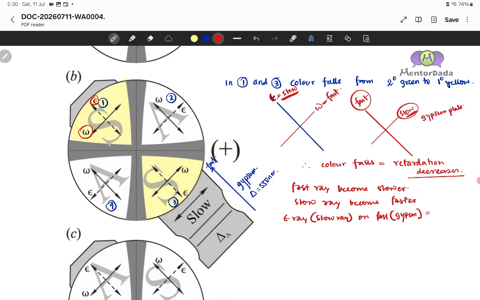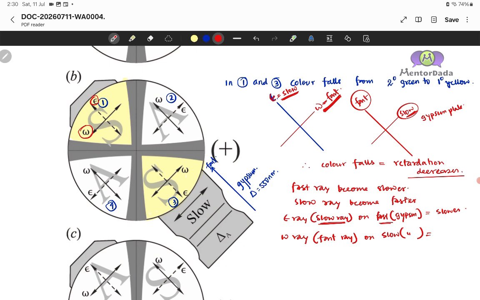So as a result, what will happen? Look, this slow ray falls parallel to the fast ray, slow. So this epsilon ray, which is a slow ray, will become slower, right? And look at the omega ray. The omega ray is actually a fast ray. So the fast ray vibrates parallel to a slow ray, right?